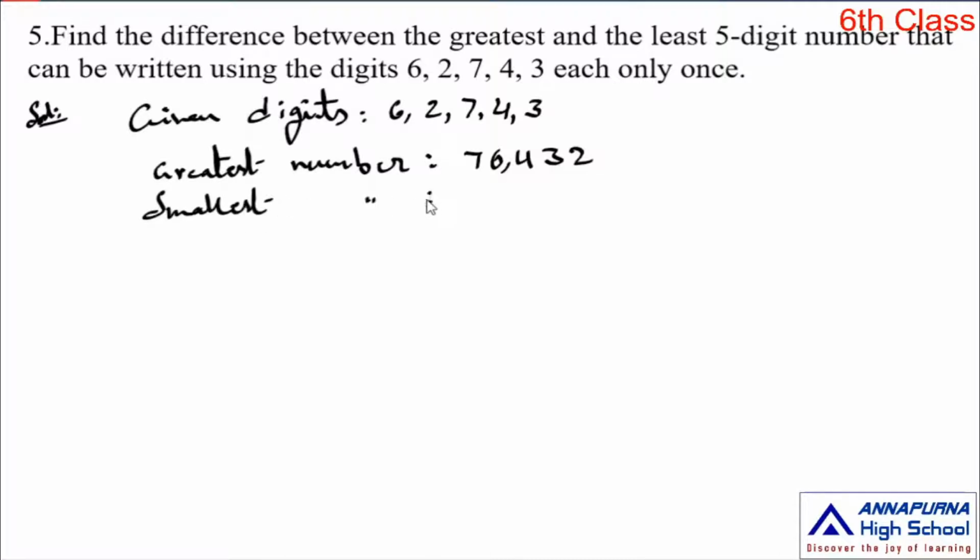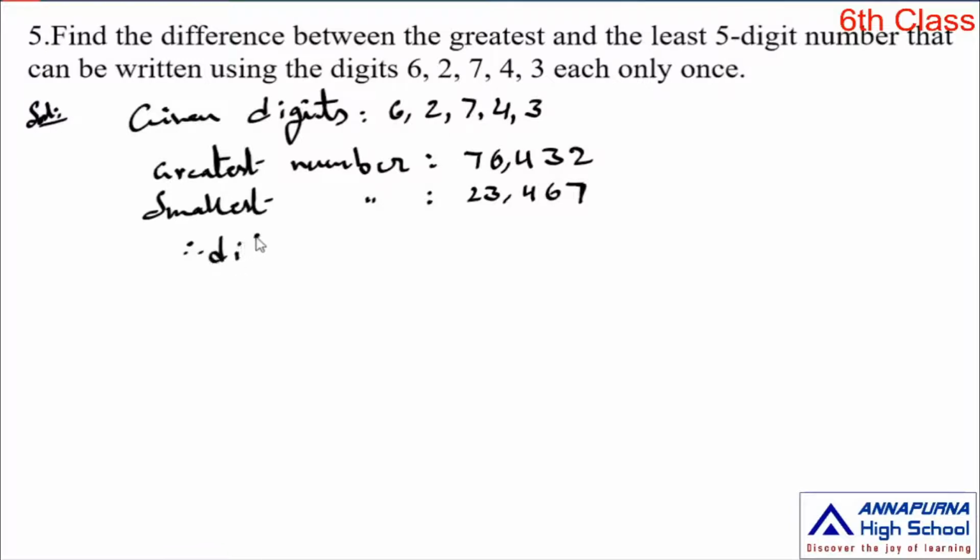Next one, the smallest number. What is the smallest number by using these 5 digits? 2 first, next 3, next 4, next 6, next 7. This is the ascending order of the given 5 digits: 23,467. What we need to find in this problem is the difference between the greatest number and the smallest number.